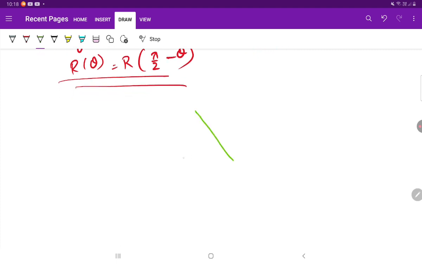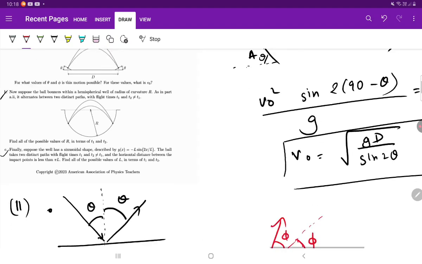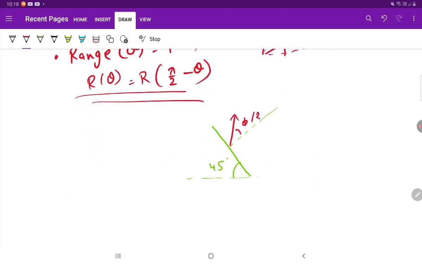So we can say one thing: with respect to horizontal, the incline must make 45 degrees. Hence, if the projectile starts here making an angle phi by 2, since they have already used phi as the difference of the angle between the paths, similarly there will be another such possible trajectory with phi by 2 like this, and they will meet at the same point, and this motion continues.